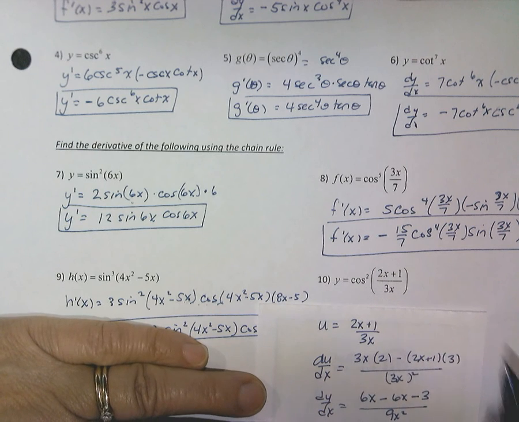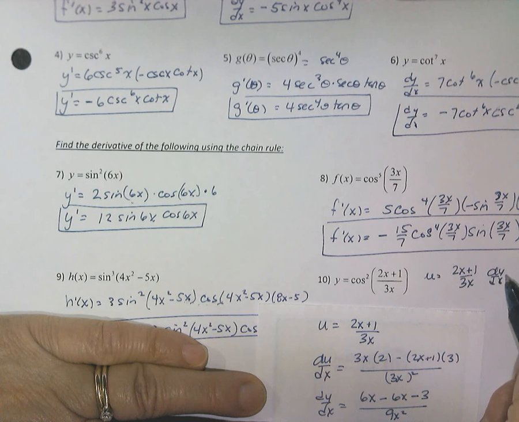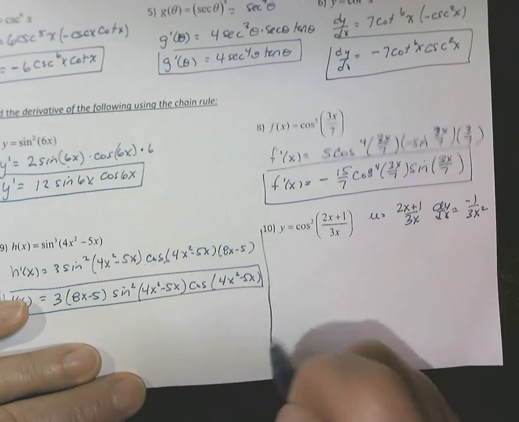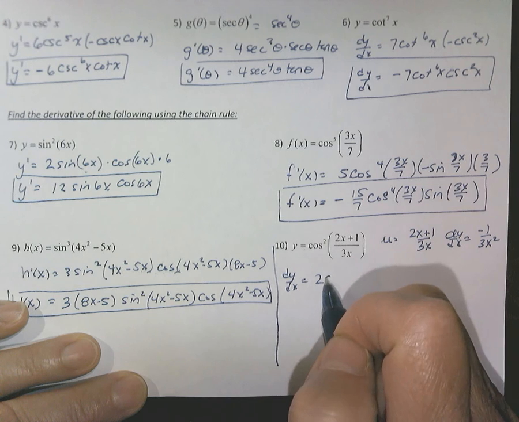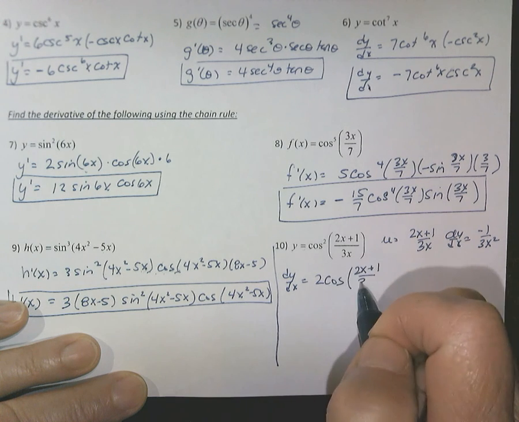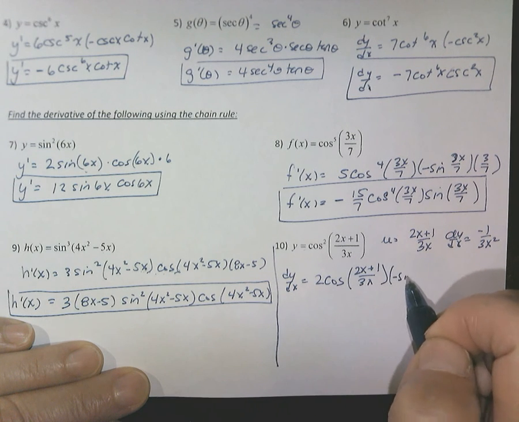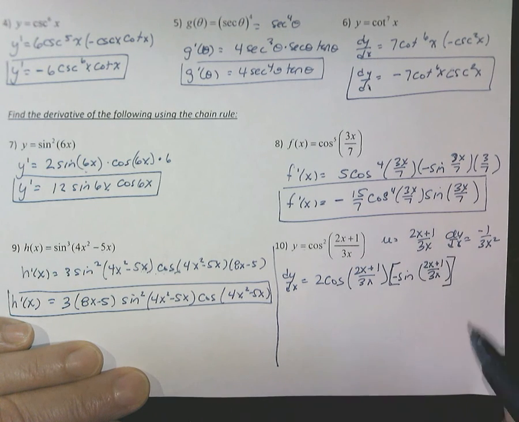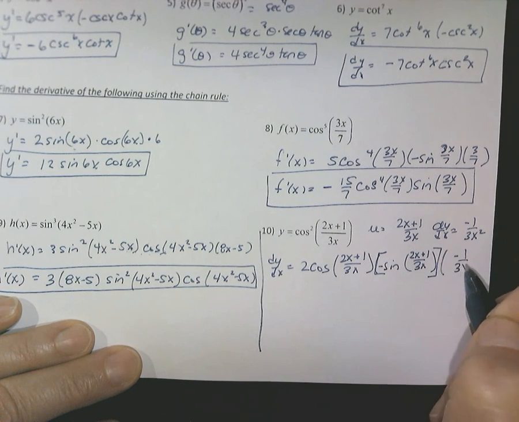So I'm just going to write this here. So if u is equal to 2x plus 1 over 3x, du/dx is equal to negative 1 over 3x squared. Save me some space. I don't have a lot of room on here. So then my derivative, dy/dx, the exponent comes in front, cosine of 2x plus 1 over 3x, times the derivative of cosine, so negative sine 2x plus 1 over 3x. I'm going to make this a bracket. Times the derivative of this function here, so times negative 1 over 3x squared.